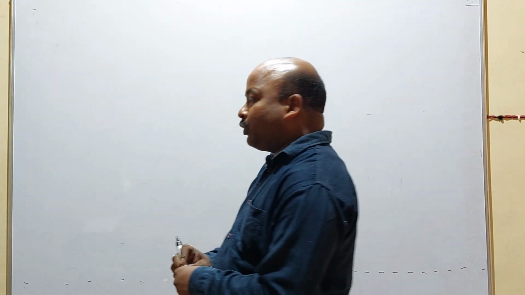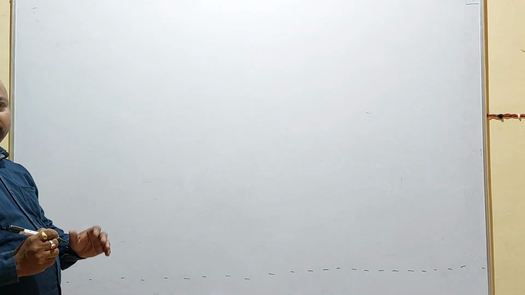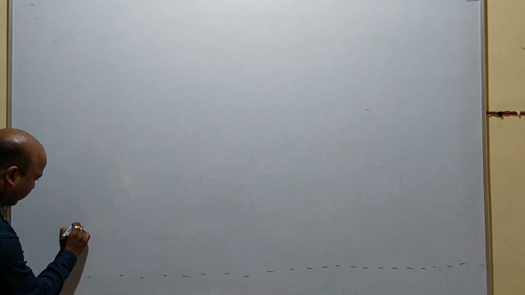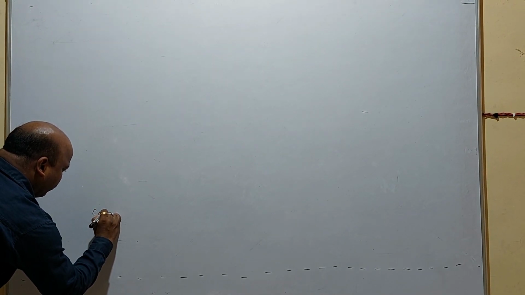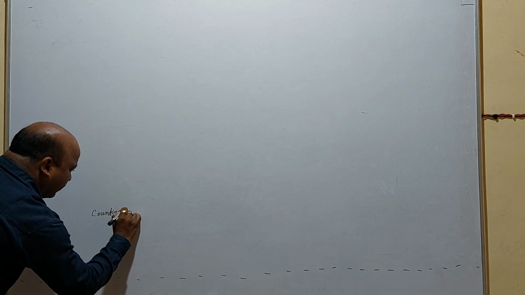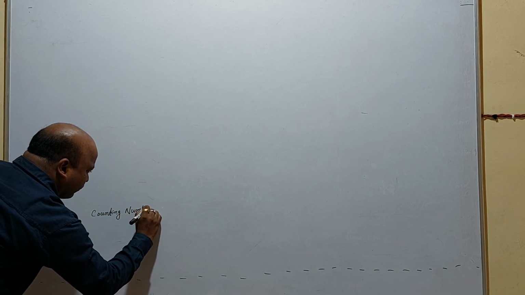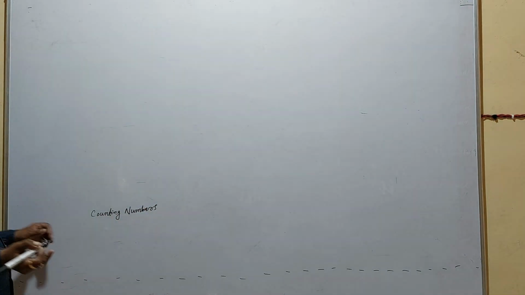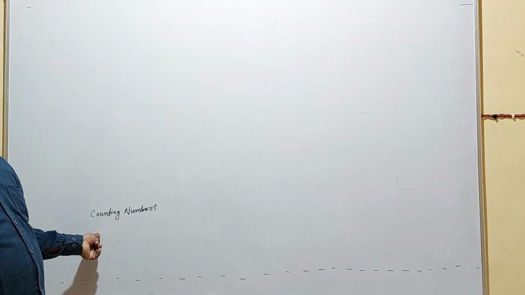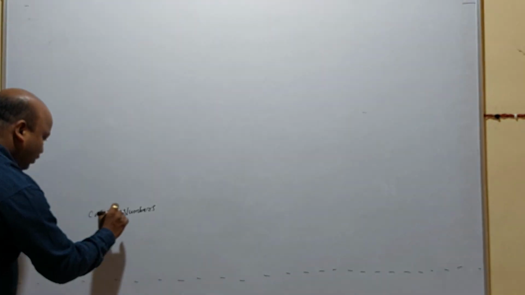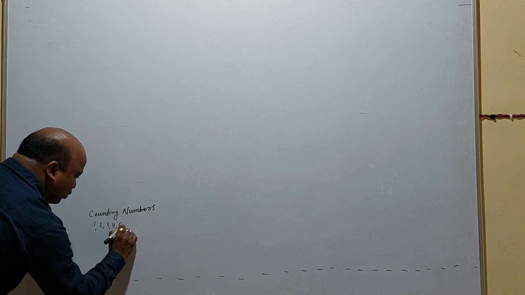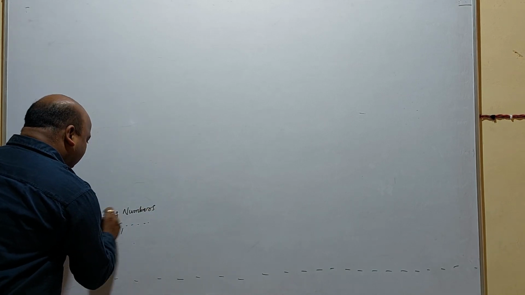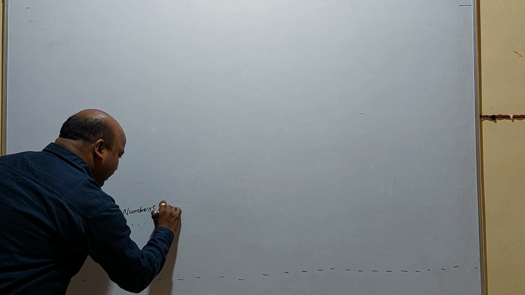Right students? So we start with counting numbers. You already went through this in the previous classes. Counting numbers. Look here, I am writing counting numbers. Counting numbers are known as what? Natural numbers. So 1, 2, 3, 4, 5 and so on. These are known as what? Counting numbers are known as natural numbers.